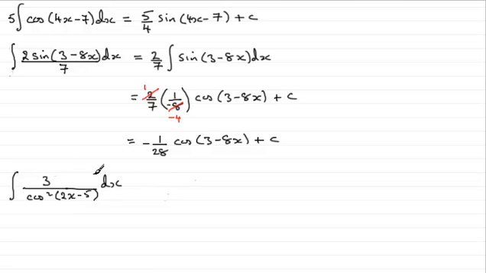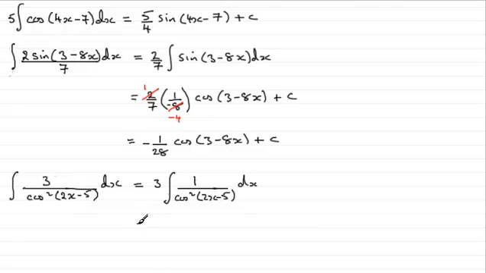Now with this last one, we've got the integral of 3 over cos squared of 2x minus 5. So how did you tackle this one? Well, I'd pull out the 3 first of all, and I've got 1 over cos squared of 2x minus 5, integrated with respect to x. So what is 1 over a cos squared function? 1 over cos squared of an angle is going to be sec squared of that angle.